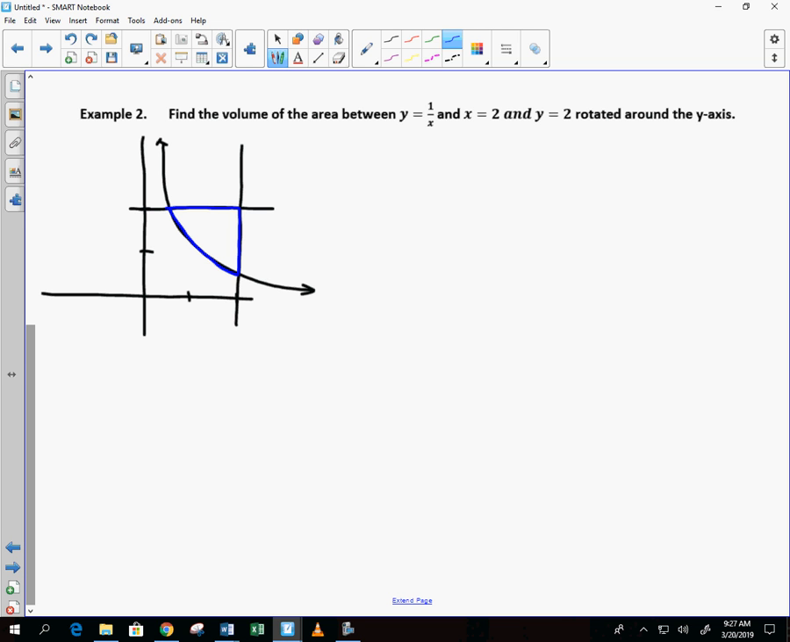Everybody agreed? Now, I'm rotating it around what? The y-axis. So if I'm rotating around the y-axis, do you think I should draw vertical rectangles or horizontal rectangles? Horizontal rectangles. Is the width dx or dy? dy, Lynn?